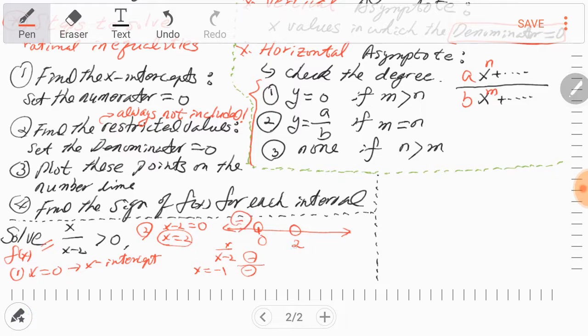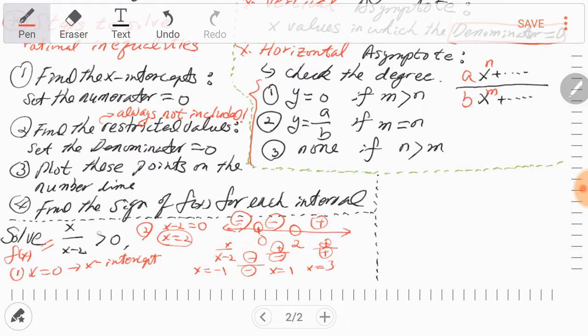Okay, if x is between 0 and 2, let's try x equals 1. Then the numerator is positive, the denominator is 1 minus 2, which is negative. So the sign is negative. Okay, if x is greater than 2, let's try 3. Then the numerator is positive, the denominator is 3 minus 2, which is positive. So the result is positive.